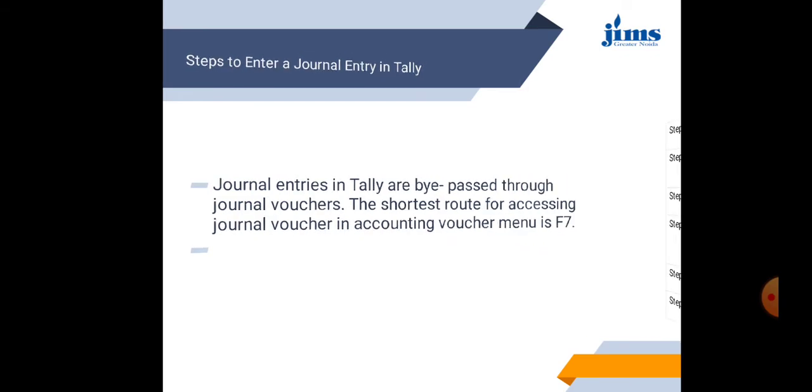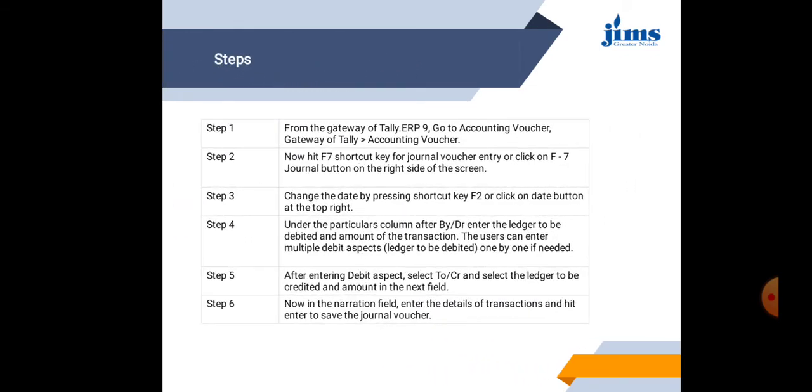To enter a journal entry in Tally ERP 9, we have to follow these simple steps. Number one, from the Gateway of Tally, go to Accounting Vouchers. Step 2, now hit the F7 shortcut key for journal voucher entry, or click on the F7 Journal button on the right side of your screen. The third step is to change the date by pressing the shortcut key F2, or click on the date button at the top right corner.